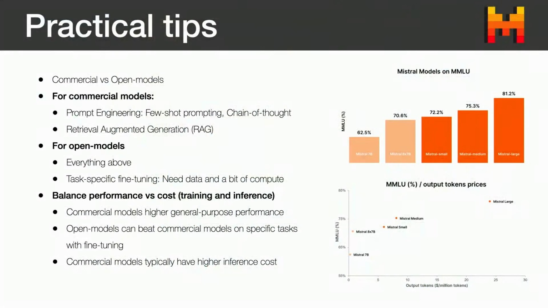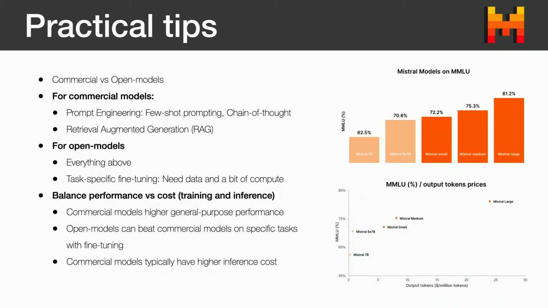So in the end, I would just discuss some practical tips, because these are some commonly asked questions about how to use open source models and when to use open source versus when to use commercial models. So if you have a particular application in mind and you want to try out commercial models, you could do things like prompt engineering, few-shot prompting, chain of thought, and you could also do retrieval augmented generation, because commercial models typically don't allow you to do fine-tuning. But for open models, you can do task-specific fine-tuning as well.